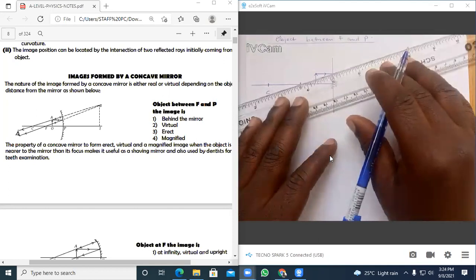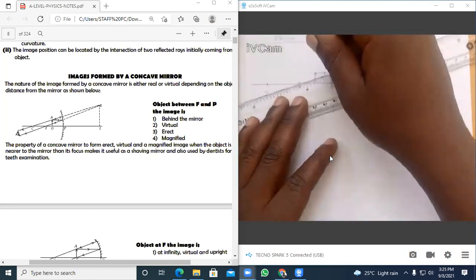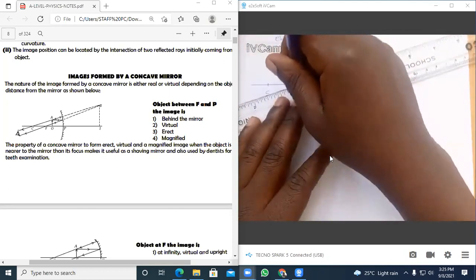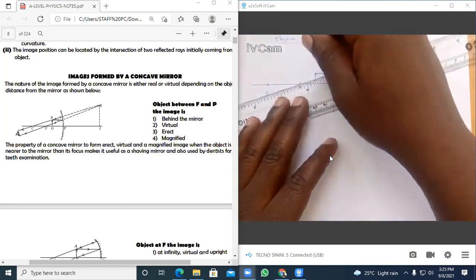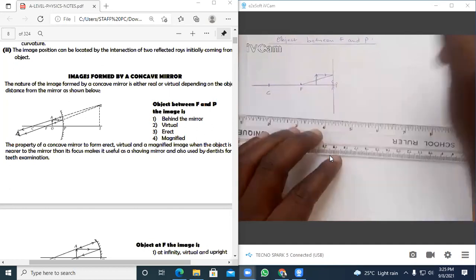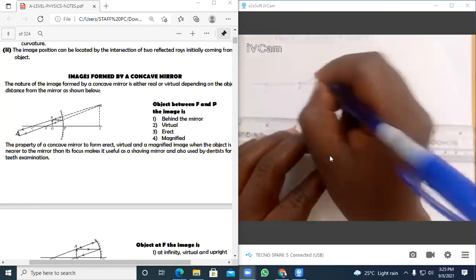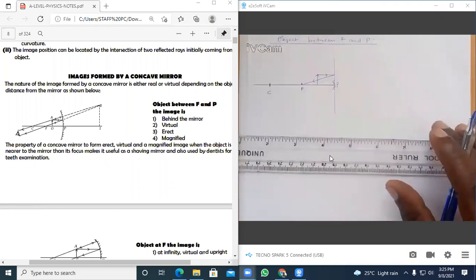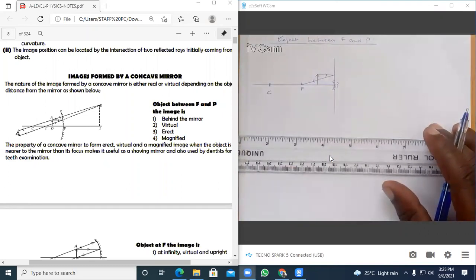It will pass there, like that. All right. This is what we follow there.